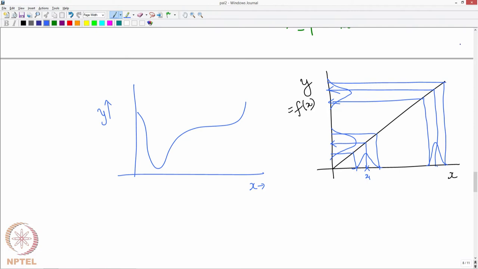Which is the optimal point? If your optimum is the minimum, this point. But what is the problem with this design point? Sorry? It is not linear. Why should it be linear? You do not have a choice. The function itself is nonlinear.